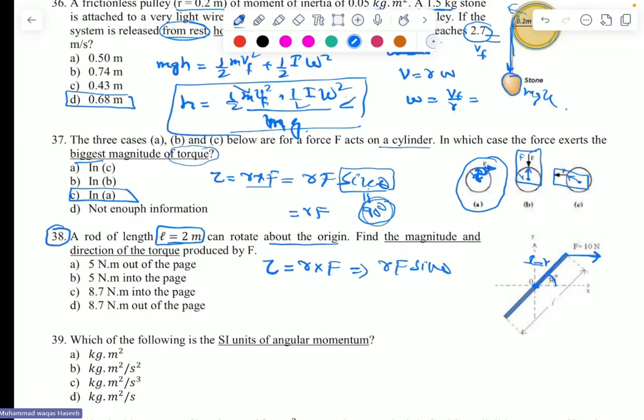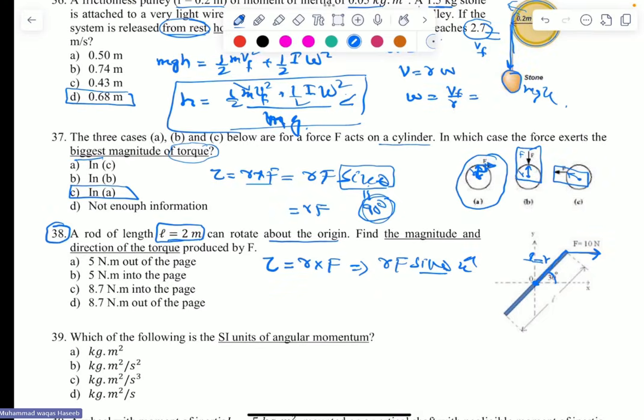Okay. So rotate about the origin. Now this is our F sine theta, and we have the unit vector. Sine theta is 30 degrees, force is 10 and R is 1. When you calculate this value, you will find the direction by using the right hand rule. Put your fingers in the direction of the R, and then the thumb will indicate the direction of the torque.